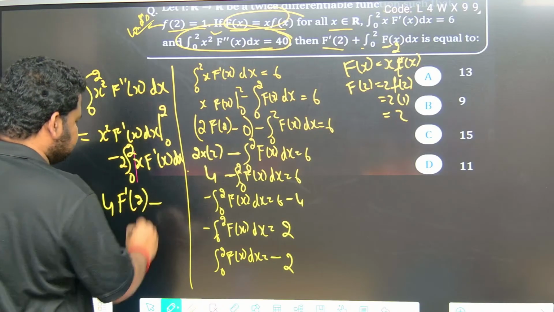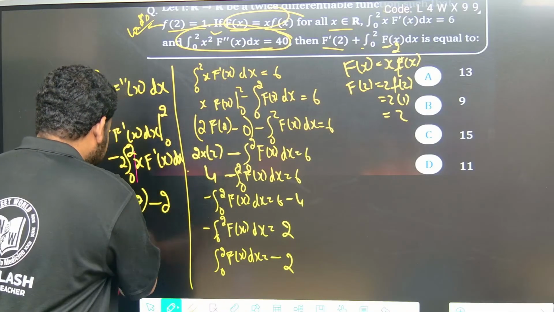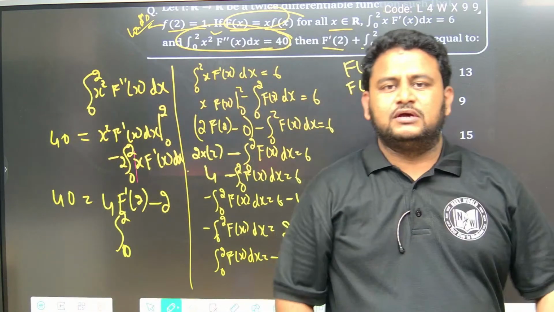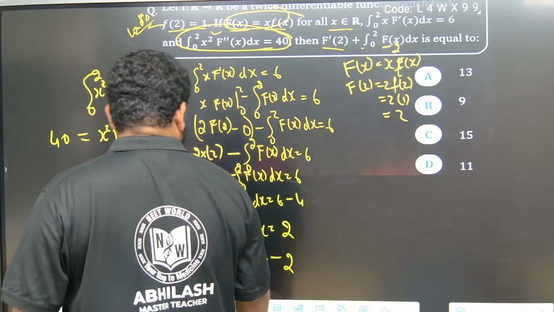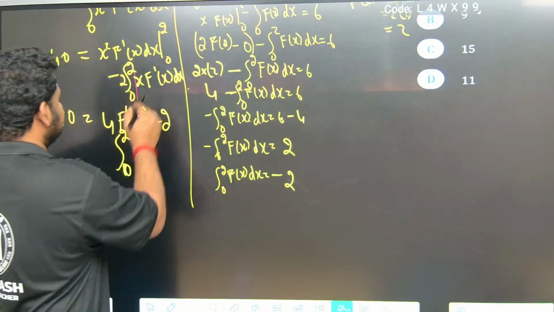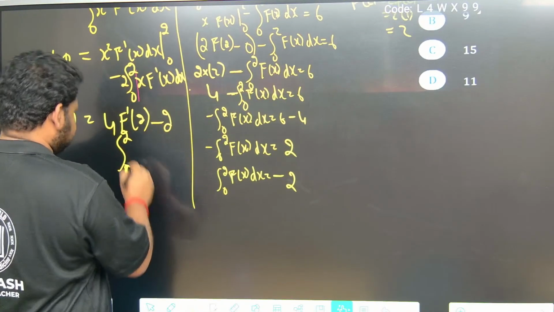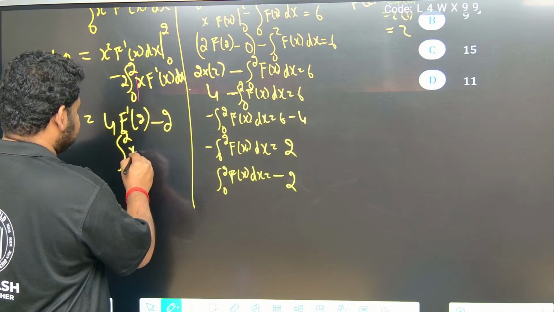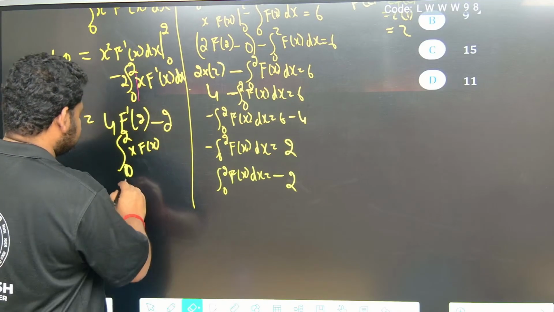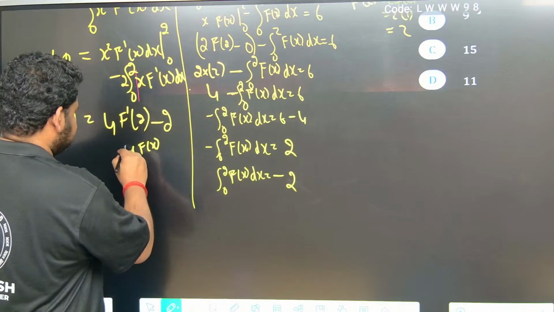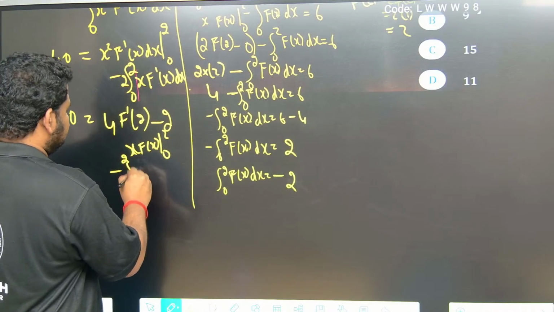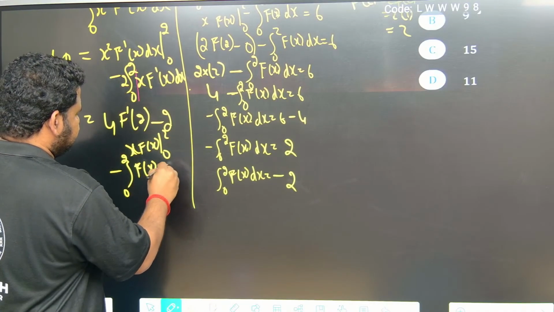This value is equal to 40 minus integral of 2 times 0 to 2 x times f dash of x. X times f dash of x, what should I do? I should again integrate by parts. Focus here. So x times f dash of x, 0 to 2, this will become x times, if I integrate f dash of x, I'll get f of x, minus the integral from 0 to 2 of f of x dx.